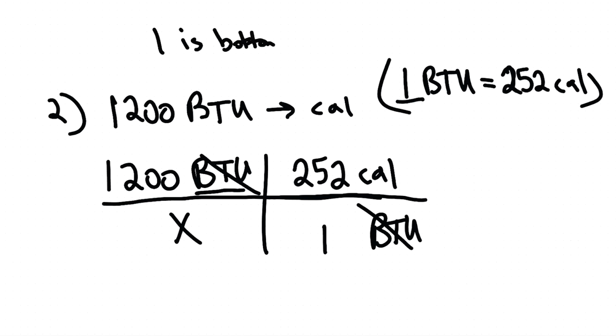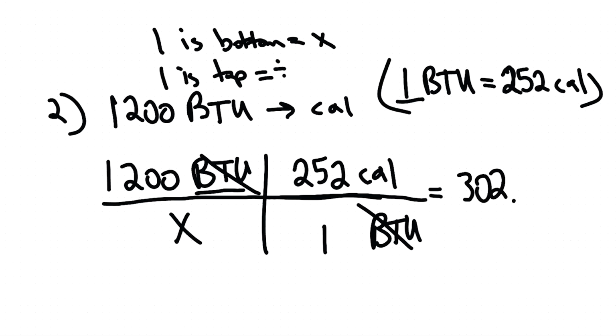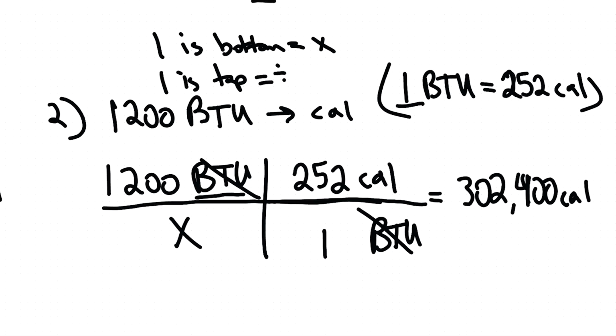If the 1 is at the top, we're going to divide. So that's going to be a big number, 302,400 calories. And it makes sense, right? Because a BTU is larger than a cal. So if I have a lot of BTUs, that means I'm going to have a lot of calories because calories are smaller. That's how you know if you're doing it correctly.